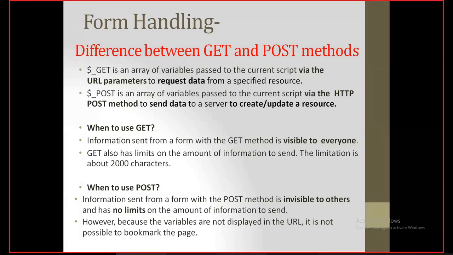One common difference between get and post is that whatever information we send through the get method, it will always be visible through the URL parameters. The information will be visible, whereas in case of post method, that information is not visible. Okay, but there is some limit on the information which we send through the get method. So only 2000 characters can be sent using the get method, whereas there is no such limit using the post method. Okay.